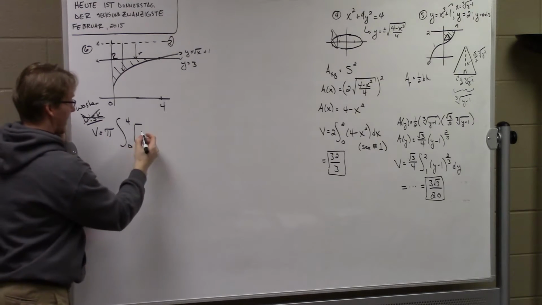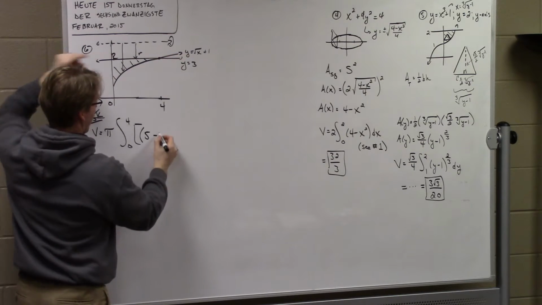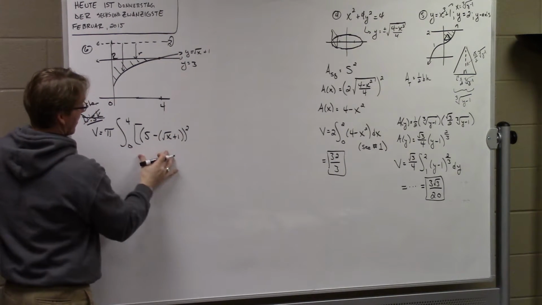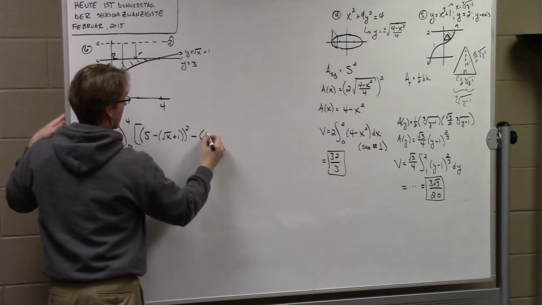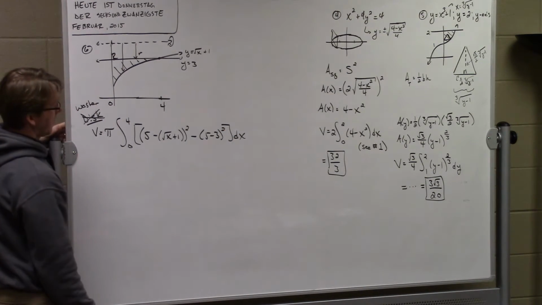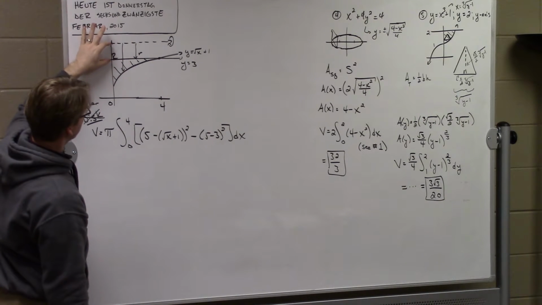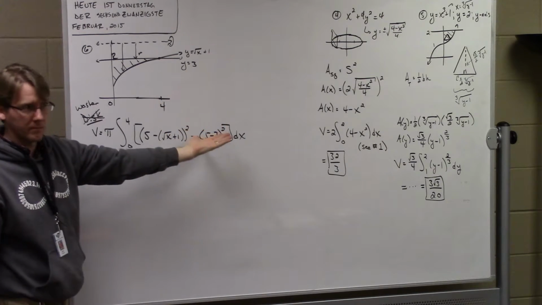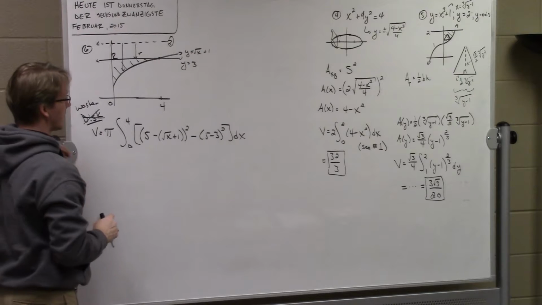Outside, 5 minus that squared, pi r squared, minus pi r squared. And I do want to point out that it makes sense because the inside radius is always 2, the distance between 3 and 5, so the formula makes sense like that. You're boring out a cylinder from the middle of this.